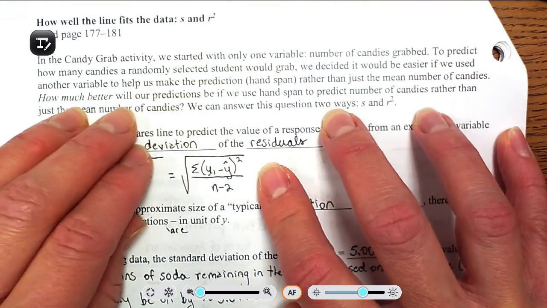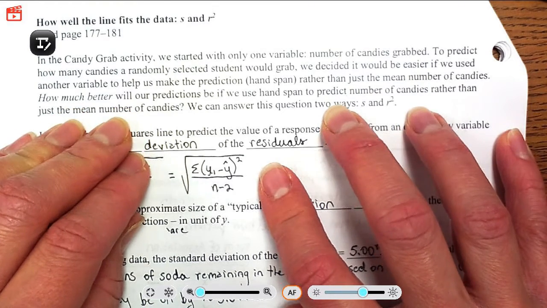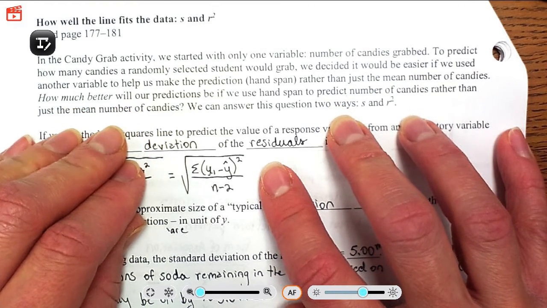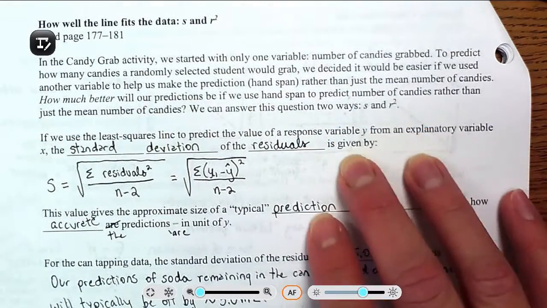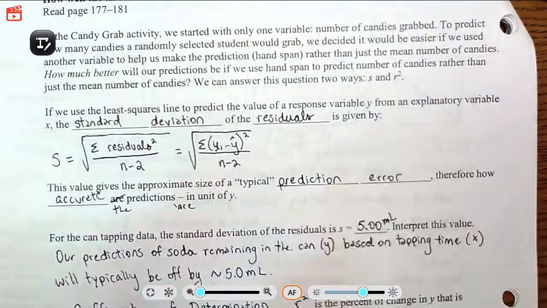How much better will our predictions be if we use hand span to predict number of candies rather than just the mean number of candies? We can answer this question in two ways, S and R squared.